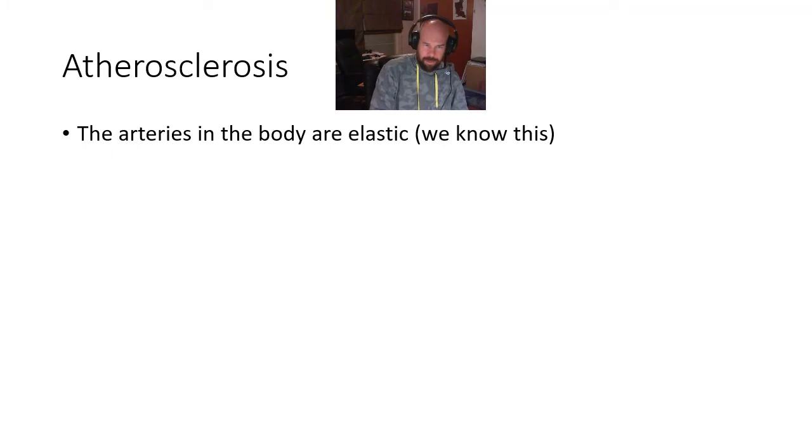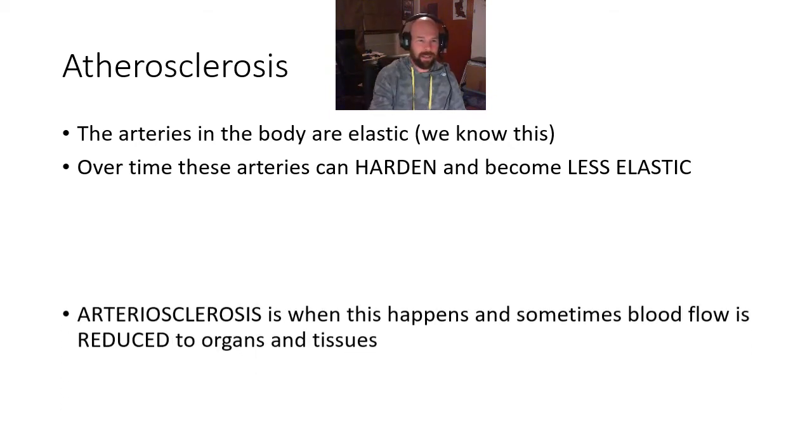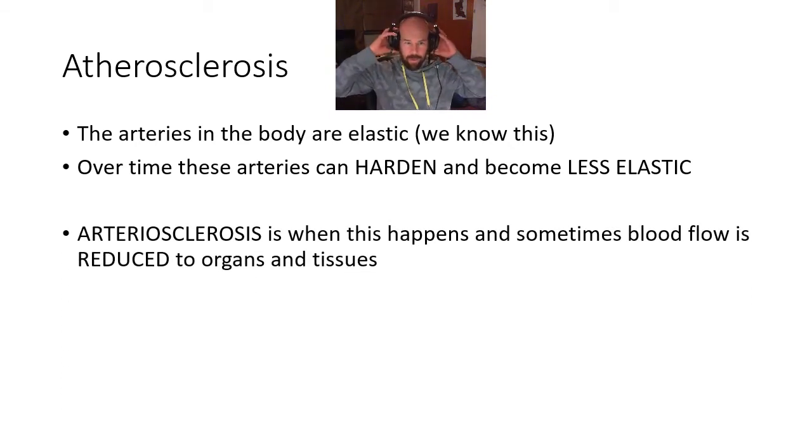So let's do this. Atherosclerosis. The arteries in the body. We know that they're elastic. We know that when the blood leaves the heart, when it's ejected from the heart, it's under a massive amount of pressure, and the arteries need to be elastic in order to cope with this pressure. But what happens is, over time, and this is obviously diet dependent too, your arteries will harden, they will become less elastic. Arteriosclerosis is the term that's given to when the arteries become harder and less elastic.